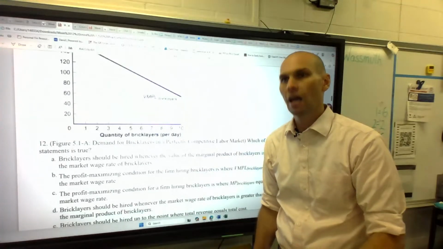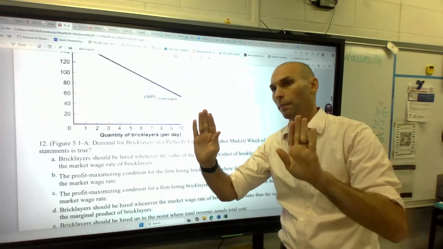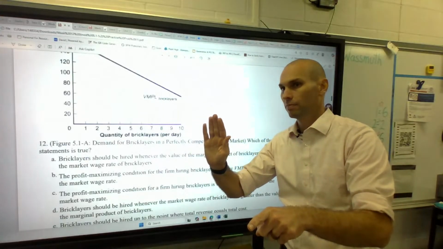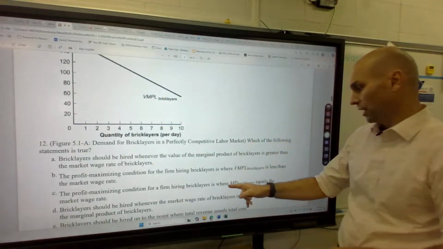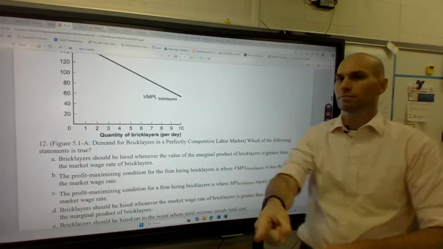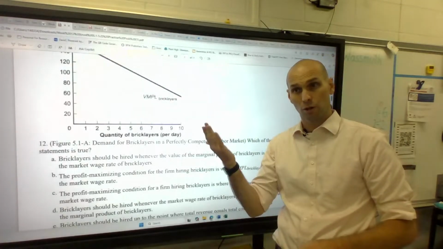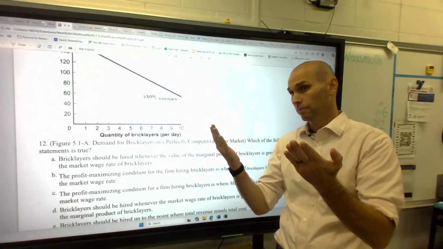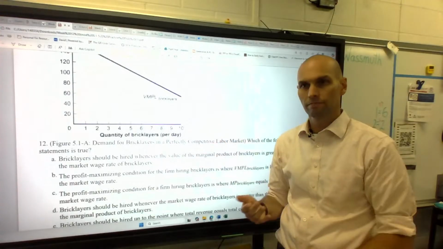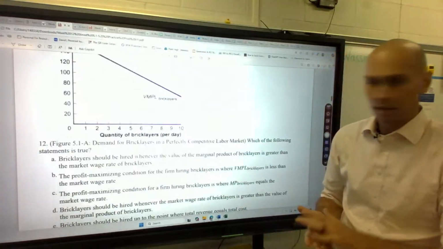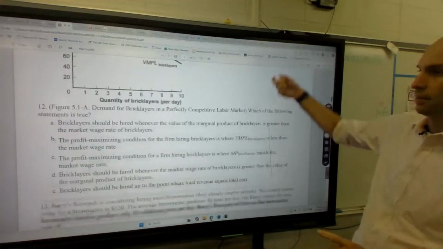Make sense? So we got to find the marginal revenue product of labor. We got to take that marginal product and multiply by the price of the good being produced. You see, if they said marginal revenue product of bricklayers, correct answer. But it just says marginal product. So do you know the difference between marginal product and marginal revenue product? You multiply by the price of the good. Make sense? So that's it. All right. We will go ahead and move on to number 15.